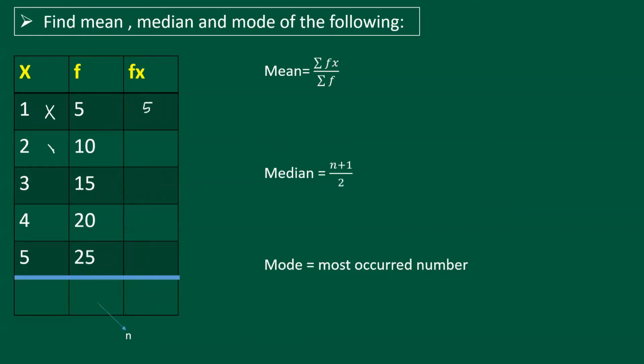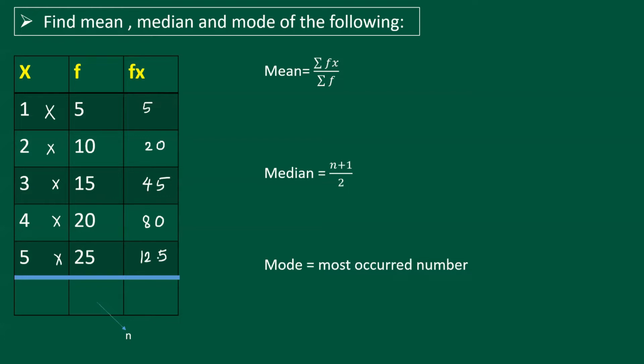Then similarly, we'll multiply 2 and 10. So 2 times 10 is 20. Then we will be multiplying 3 and 15. So 3 times 15 is 45. Then 4 times 20 is 80. And 5 times 25 is going to become 125. So this is how we will be filling up the missing column of fx.